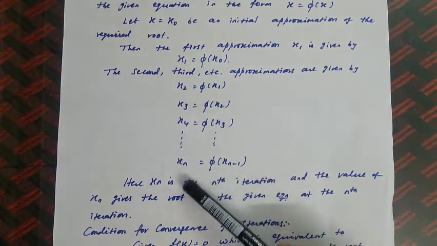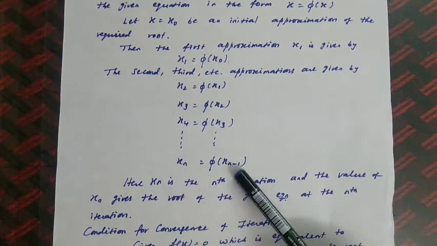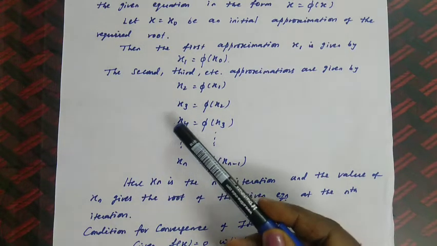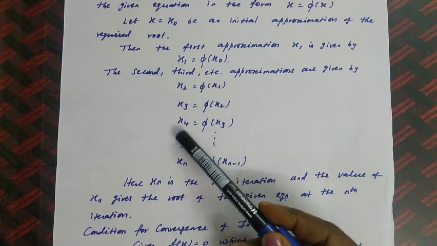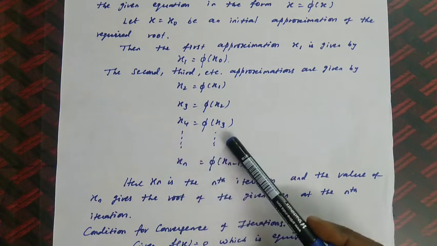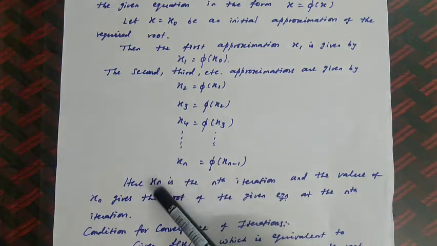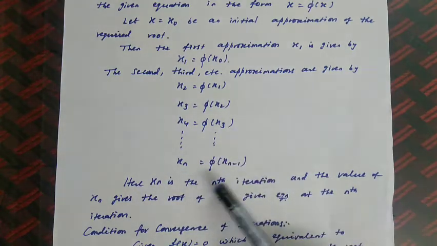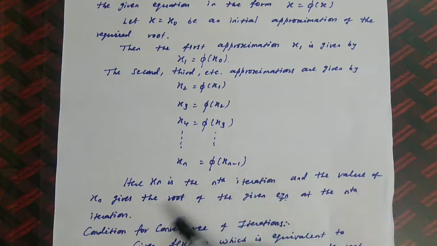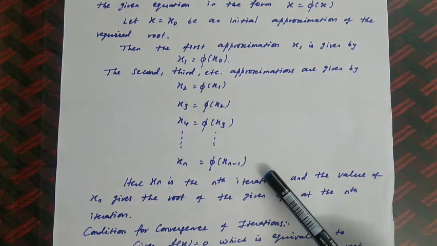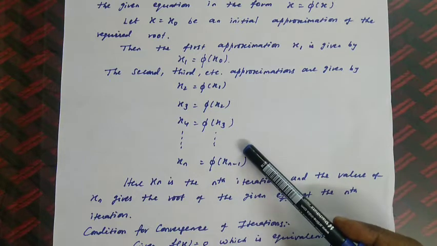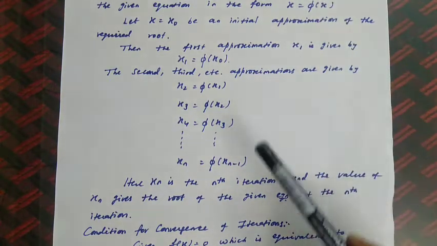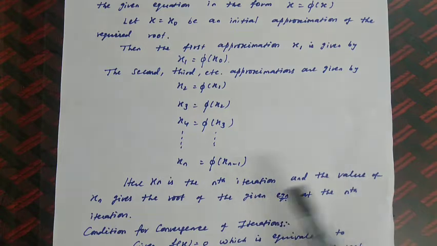Here, in the general case, that is the reason why we have written up to the nth term. Suppose you are getting x6 and x7 values equal, we can stop the iteration at x7. In that case, the seventh iteration gives the solution of the given equation. So this is the procedure under the method of successive approximation, or fixed point iteration, or x is equal to g of x method. All the names are the same.